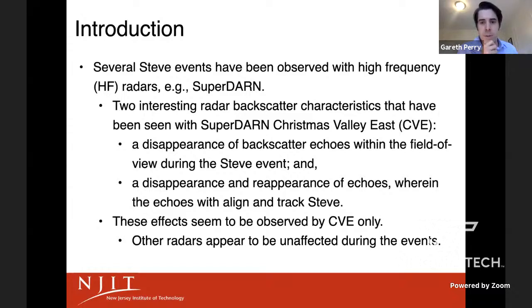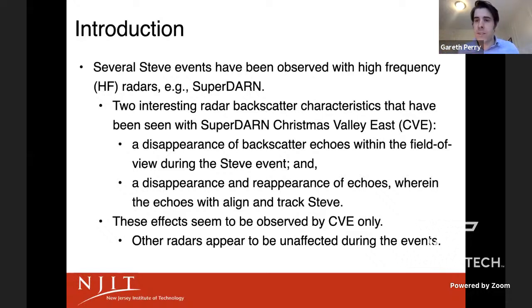And so I agreed to, and two events really stuck out for us to look at first, because they're both from the Christmas Valley East radar, and they show two different characteristics of SuperDARN radar echoes during a Steve event. The first is that we see radar echoes before a Steve event. A Steve event happens, we see Steve in the optical data, and then the echoes suddenly disappear.